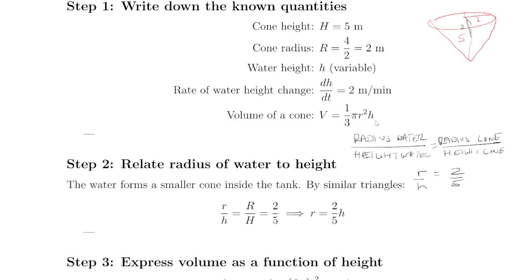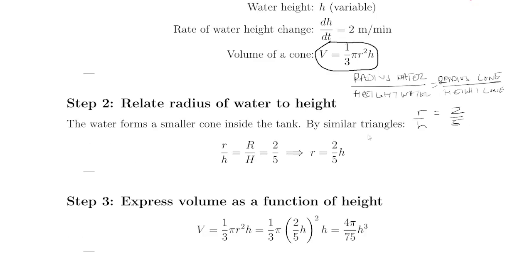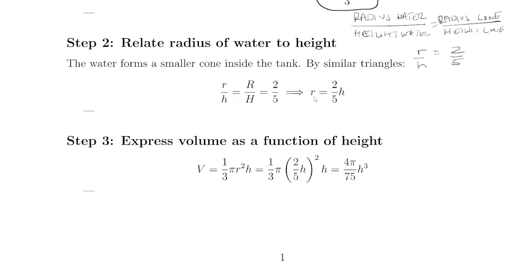So now we can substitute it into the formula over here for volume. Because the idea is we have two variables. Can we get it down to just one variable? So we plug in r equals 2/5 h and end up with 1/3 pi times quantity 2/5 h squared times h, which is 4 pi over 75 times h cubed.